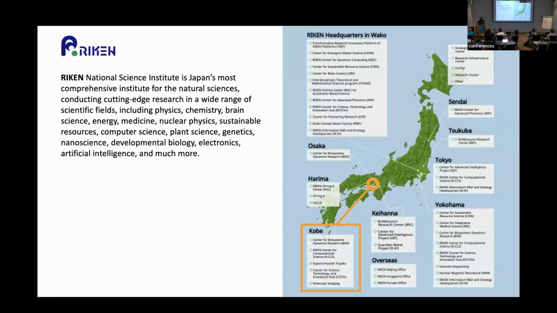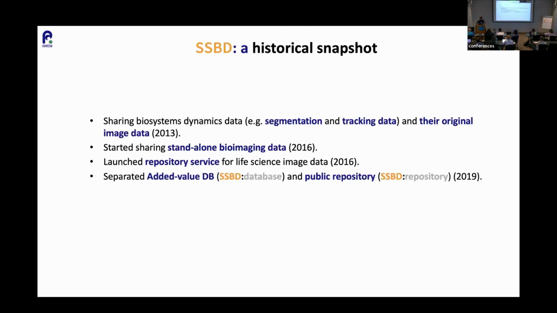RIKEN is a national institute, and we have several locations across Japan. Our place is Kobe, and the headquarters is in Tokyo. So we have separated locations working on science in diverse areas, not only biology, but chemistry, information science, and computational science.